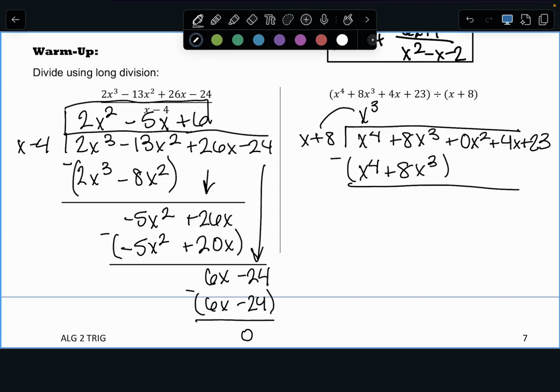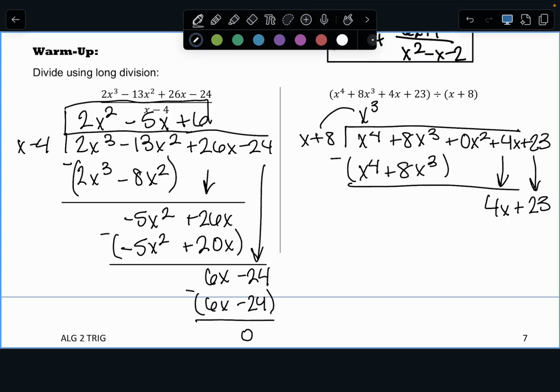This one's kind of weird, and I think some in your homework last night did this too. But this term cancels, and this term cancels. And we could pull down a 0, but it's not going to help us at all. So the next two terms that we really care about are these two at the end. Everything else before that is 0. So this is what's left.